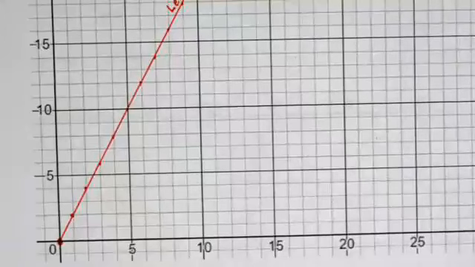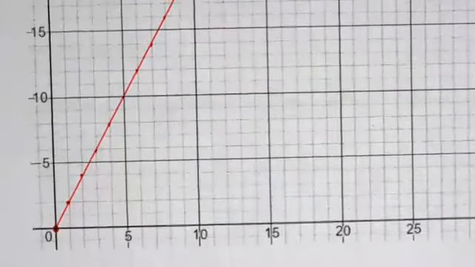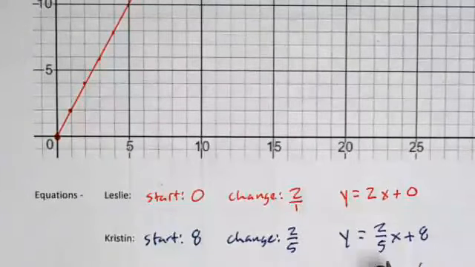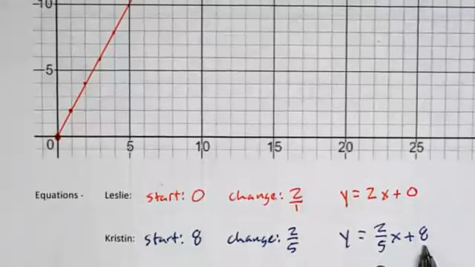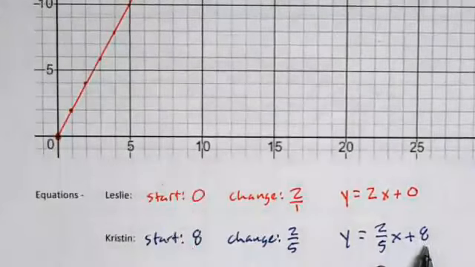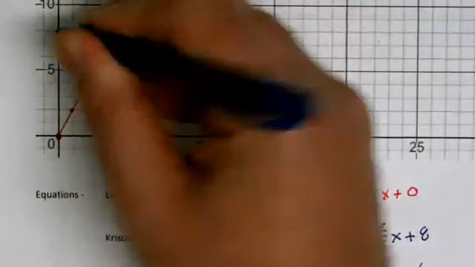All right, I've got Leslie graphed here. I'm going to move on and graph Kristen next. Let's look at our information here. We said Kristen's equation was 2/5x plus 8. So this plus 8 tells us where to start. So go ahead and draw your first point for Kristen. It should be on the y-axis here at 8. Draw that first point there.